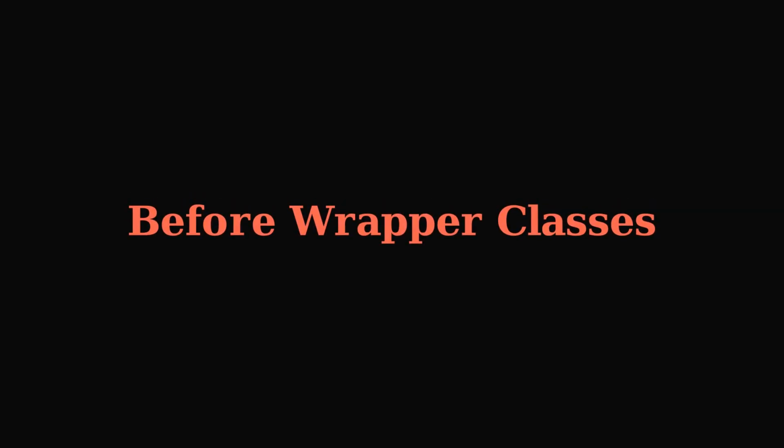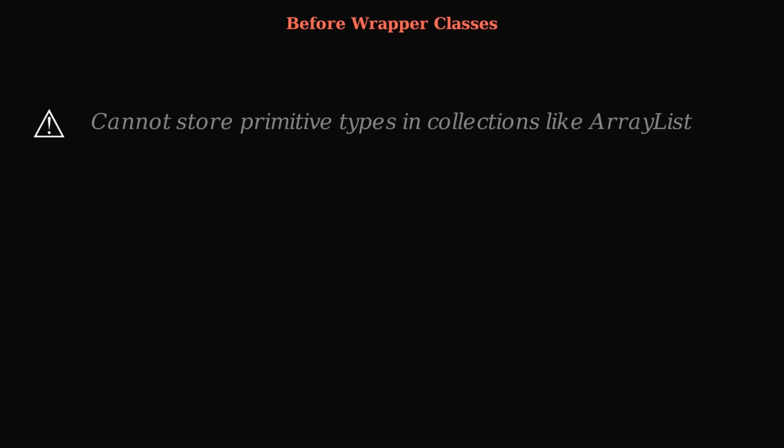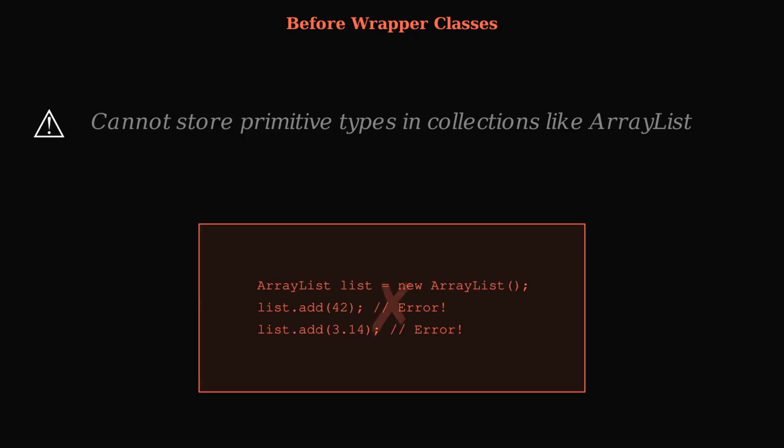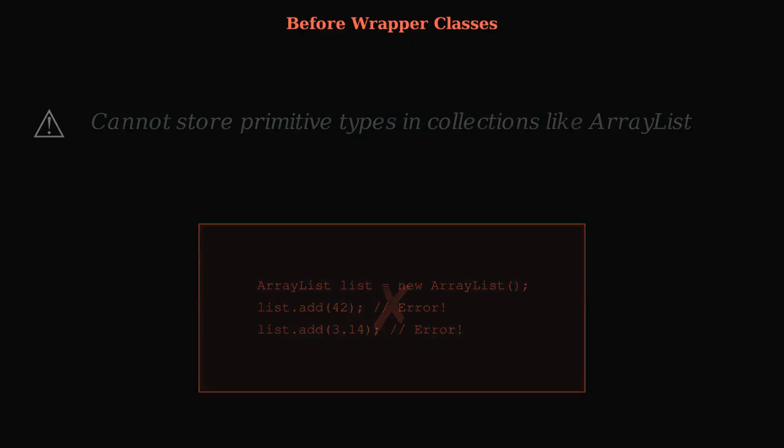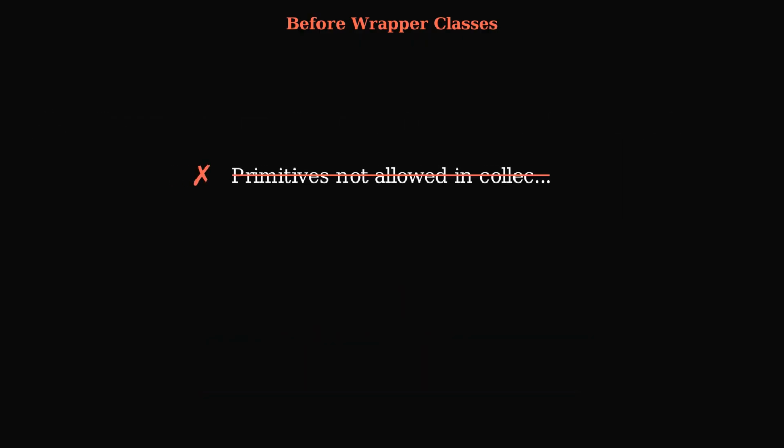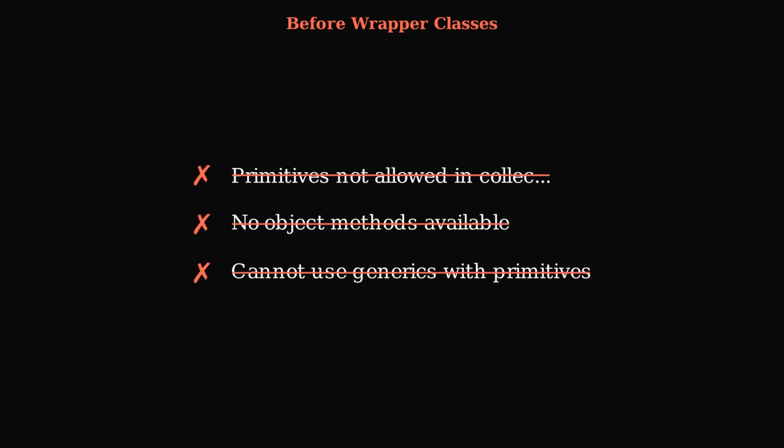So what happens without wrapper classes? Cannot store primitive types in collections like array list. Look at how messy the code gets. Primitives not allowed in collections. No object methods available. Cannot use generics with primitives. There has to be a better way.